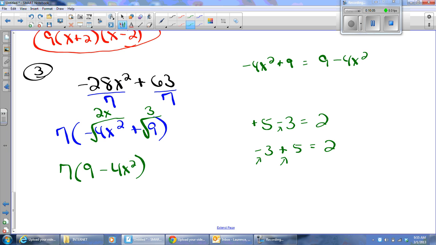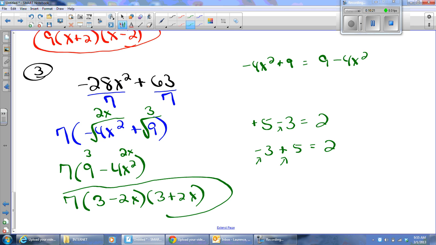Okay, so I know the square root of 9 is 3 and the square root of 4x squared is 2x. So this will factor as 7 times the quantity of 3 minus 2x times the quantity of 3 plus 2x. And there you go. Pretty easy stuff.